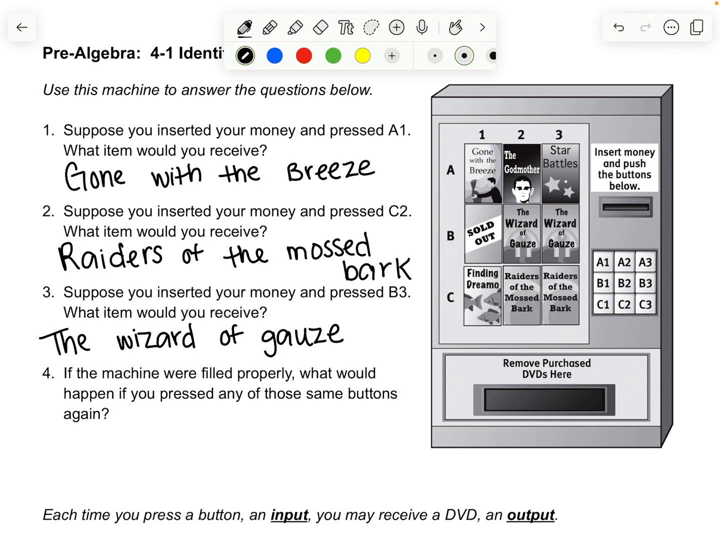Number 4, if the machine were filled properly, what would happen if you pressed any of those same buttons again? Normally, if it's a vending machine, typically it's going to be filled with the same item multiple times. So if I push the same button, I should get the same exact movie again.